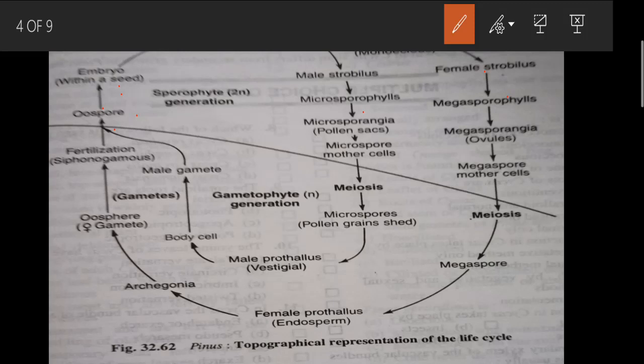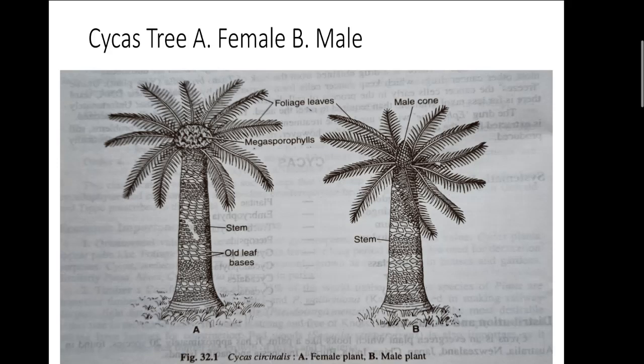Just as we told you in the lecture, the gametophytic stage starts from the haploid and the sporophytic stage is from the diploid. Now in the next figure you will see the tree of the Cycas.